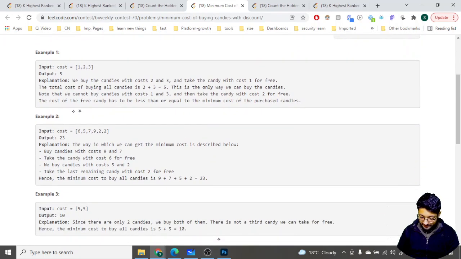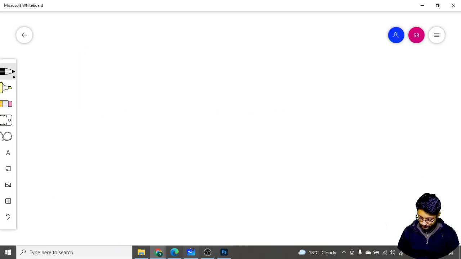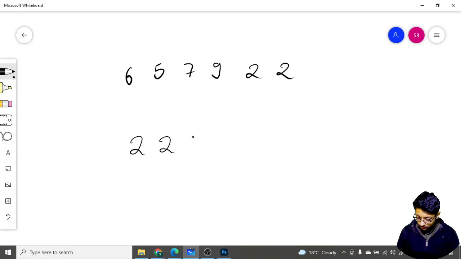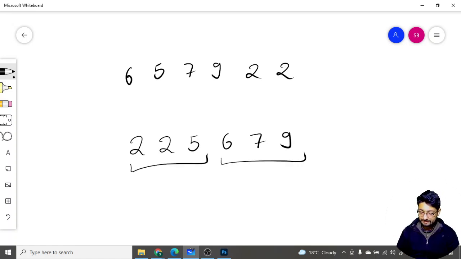If I take this example, it will become more clear. 6, 5, 7, 9, 2 and 2. Now first sort this whole array. So it will become like this: 2, 2, 5, 6, 7, 9. Now in this there are pairs of 3, 3. That is fine, but let's take out this example. Now how will you first solve this example part?